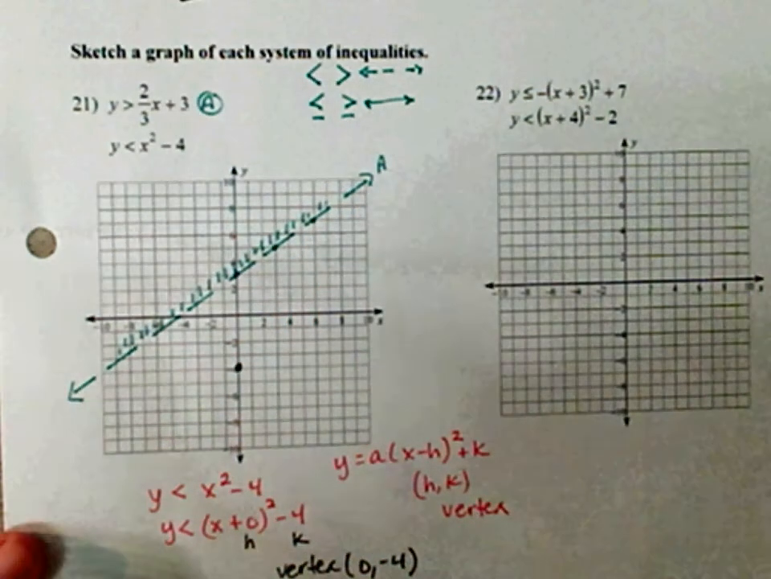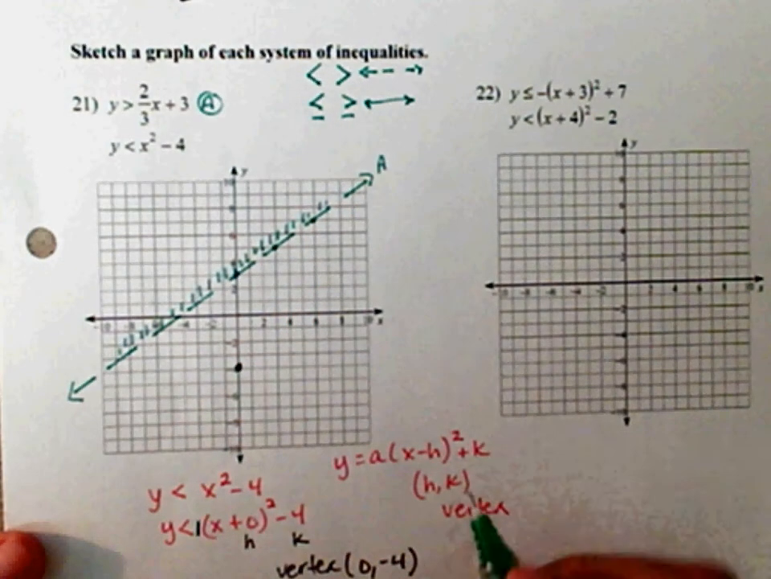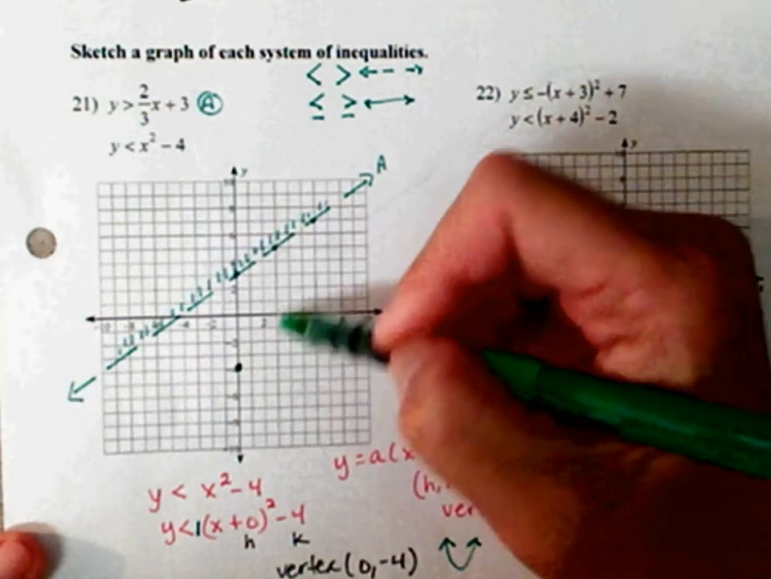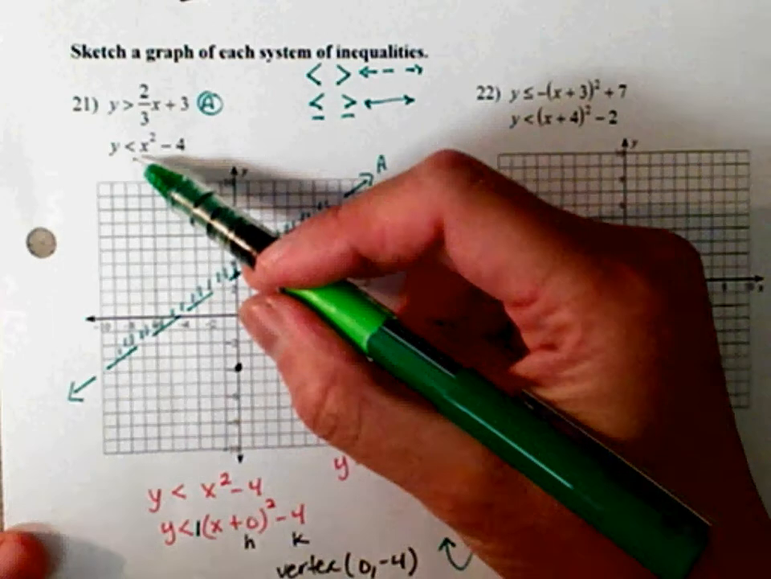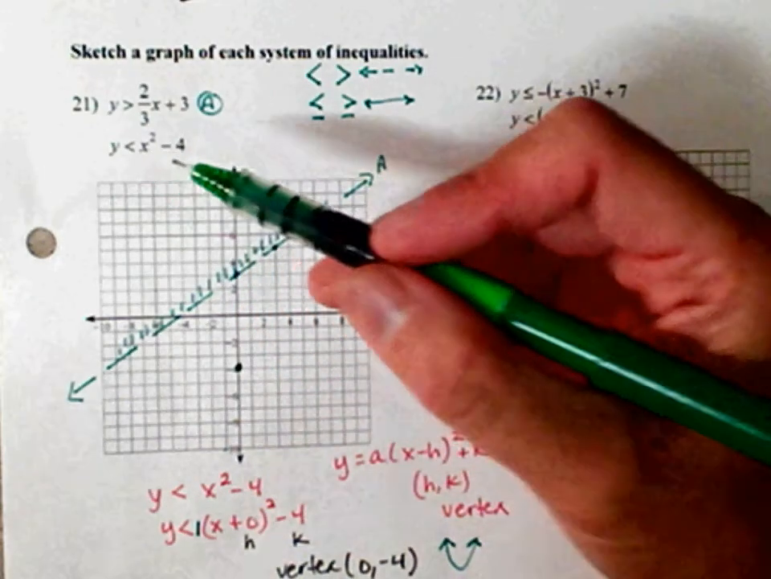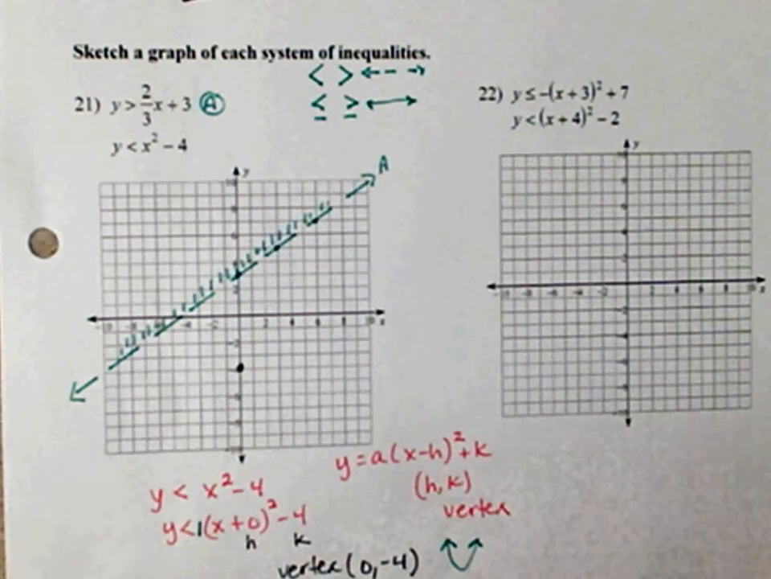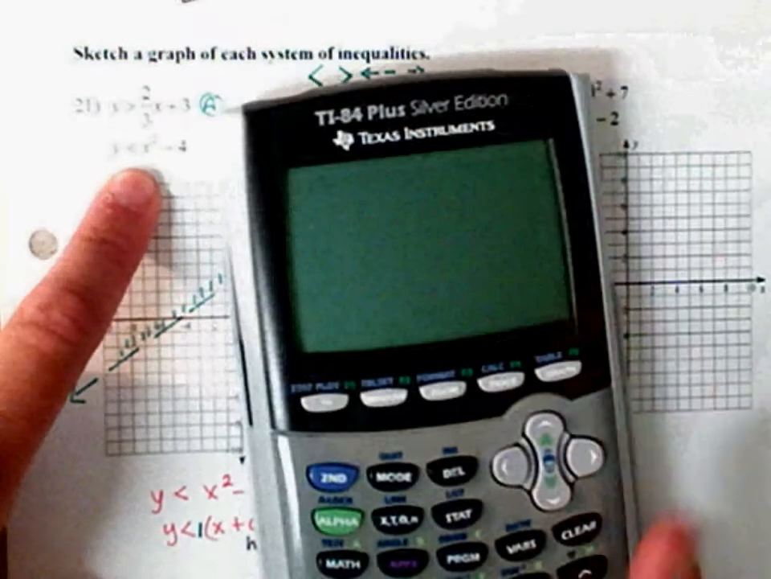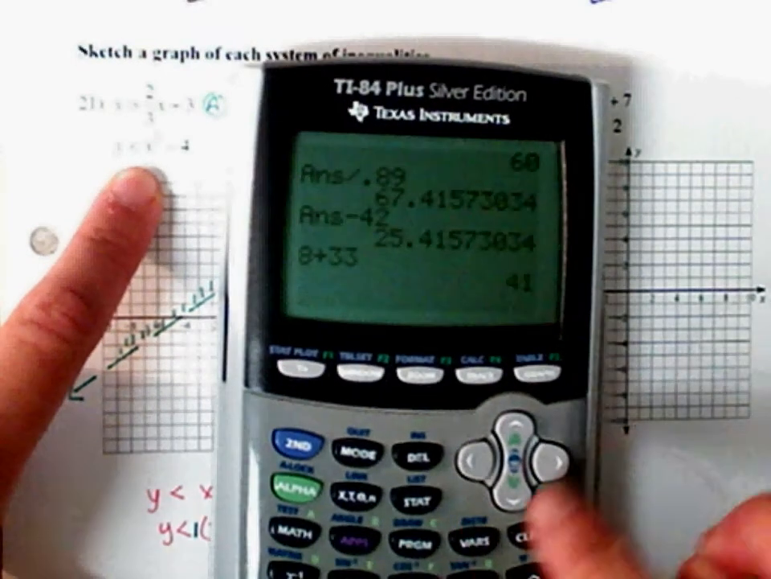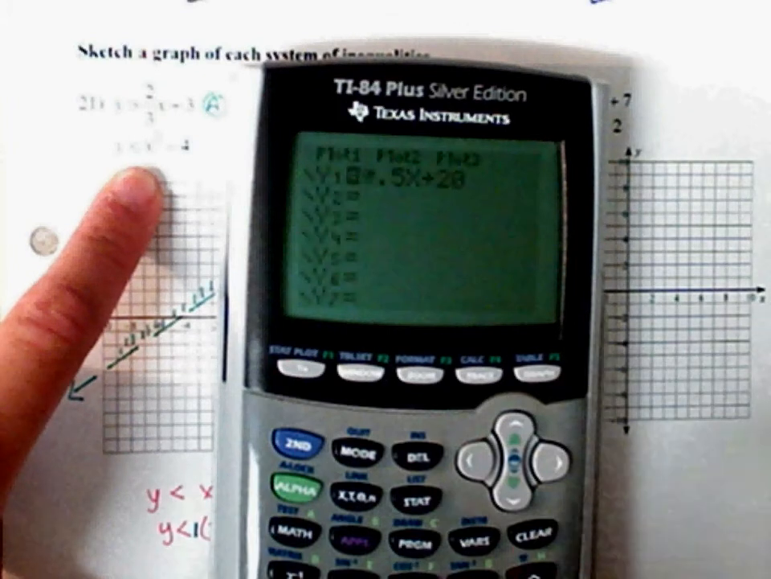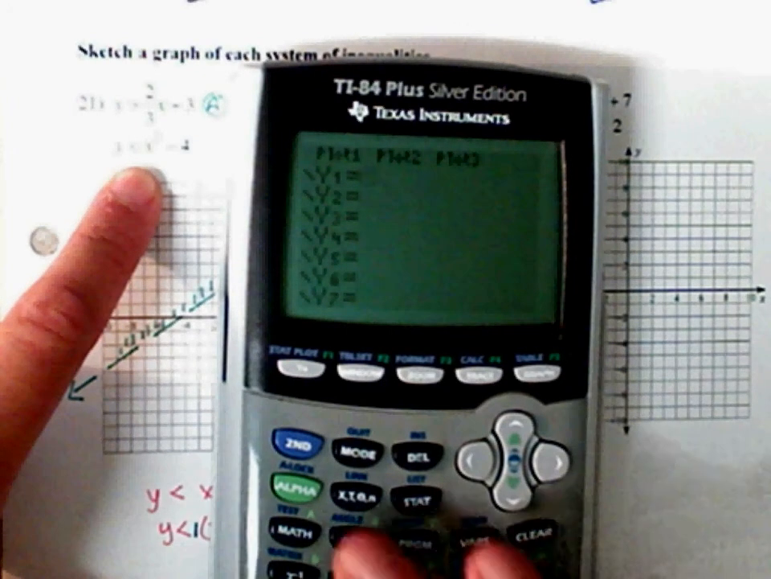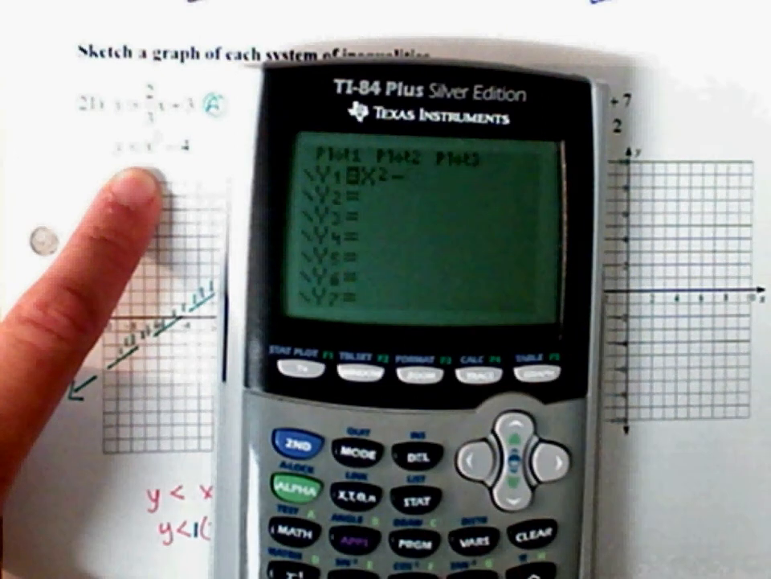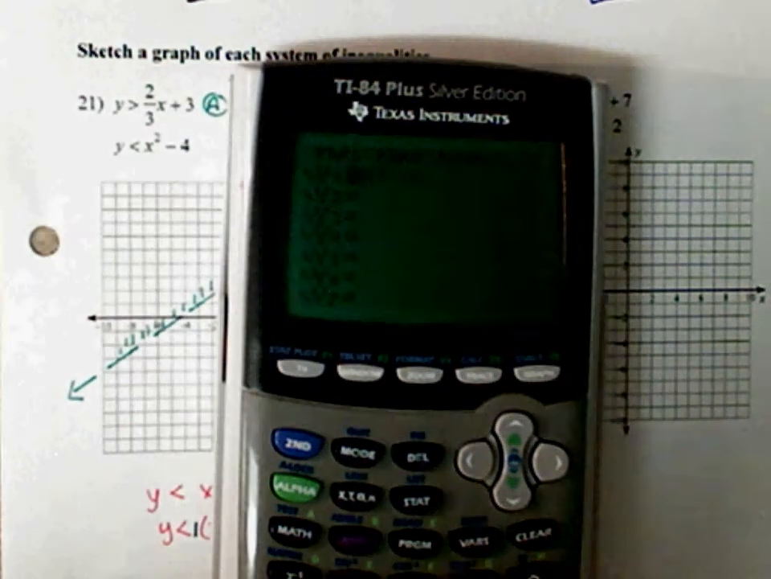So I'm going to put a point at 0, negative 4. If you take a look at your a, here is a positive, so you know your parabola is going to open up. So it's going to go up this way. And that's going to be dashes because there's no equal. Go to your calculator and enter that into your calculator, okay? To graph, go to your y equal. I'm going to clear that, and I'm going to type in x squared minus 4. And I'm going to graph.